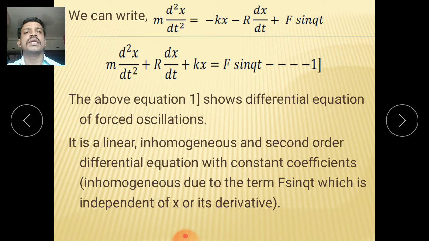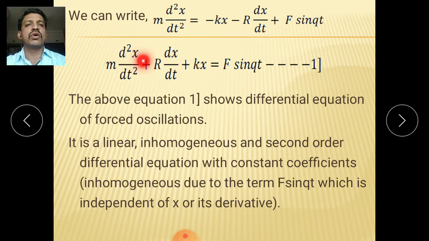Linear. Why is it linear? Because here the x power is 1, here x power is 1, here x power is 1, therefore it is linear. And second order. Why second order? Because it is d2x by dt square. Here the power of the highest derivative is 2, therefore it is second order. So in this way we say that it is a linear, inhomogeneous, second order differential equation with constant coefficients. Here we say that these are the coefficients.